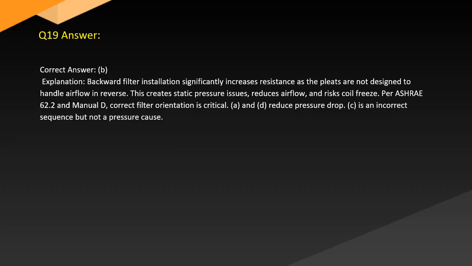Answer. Correct answer: B. Explanation. Backward filter installation significantly increases resistance as the pleats are not designed to handle airflow in reverse. This creates static pressure issues, reduces airflow, and risks coil freeze. Per ASHRAE 62.2 and Manual D, correct filter orientation is critical. A and D reduce pressure drop. C is an incorrect sequence but not a pressure cause.